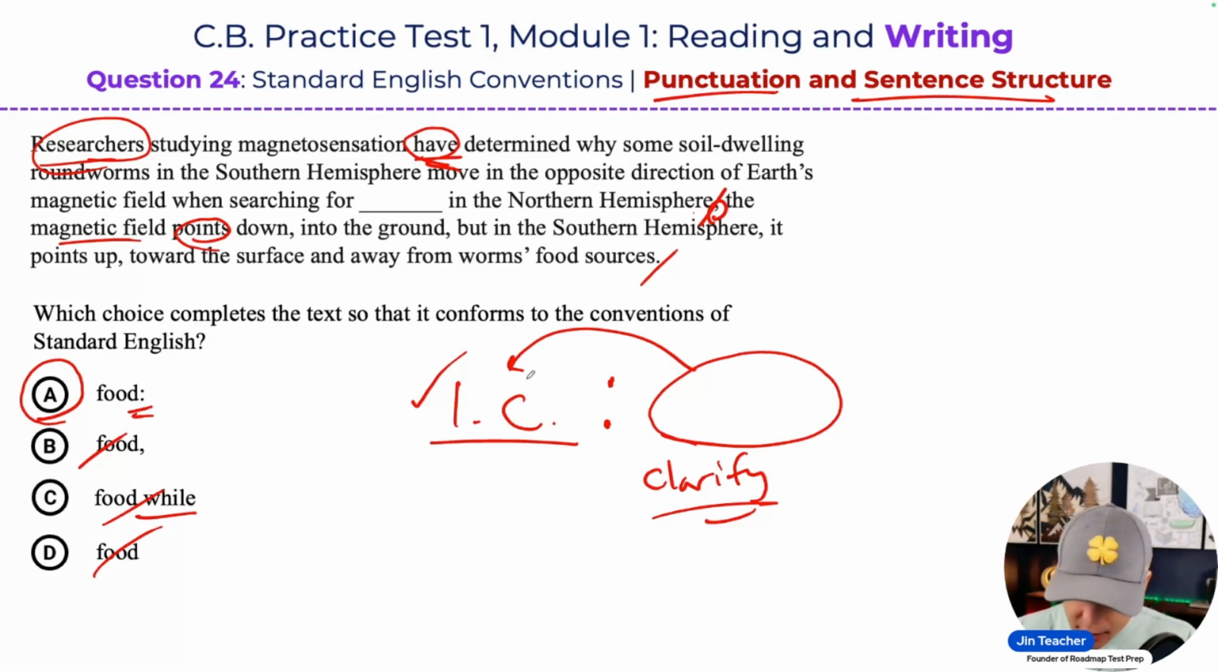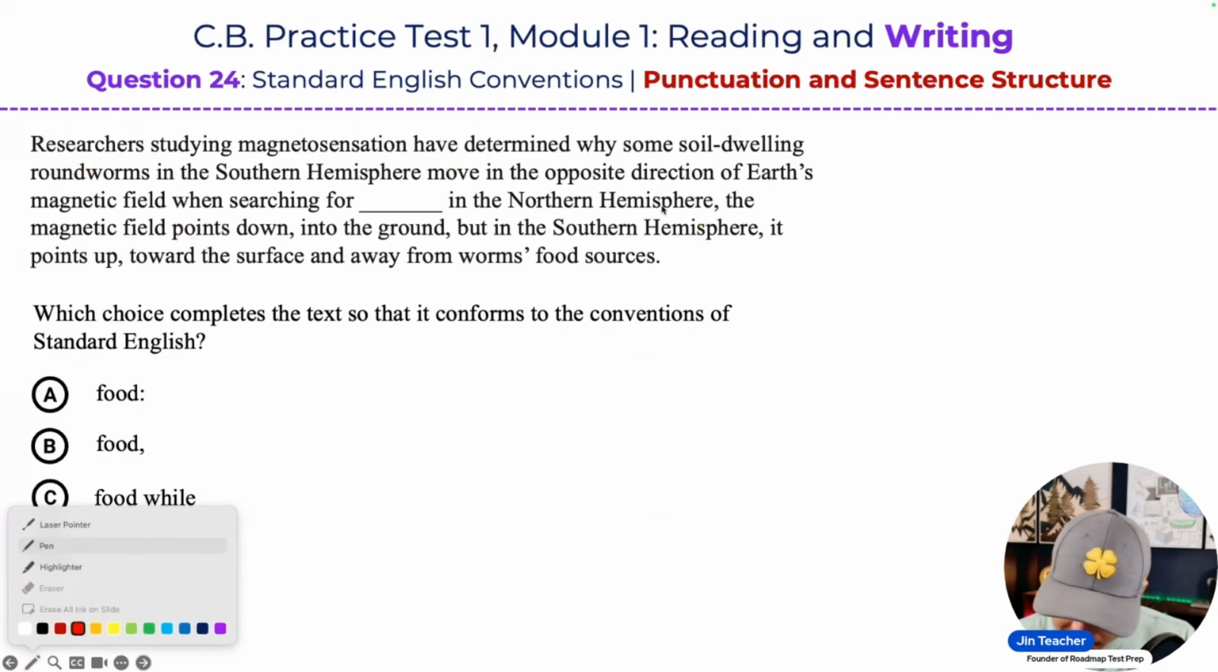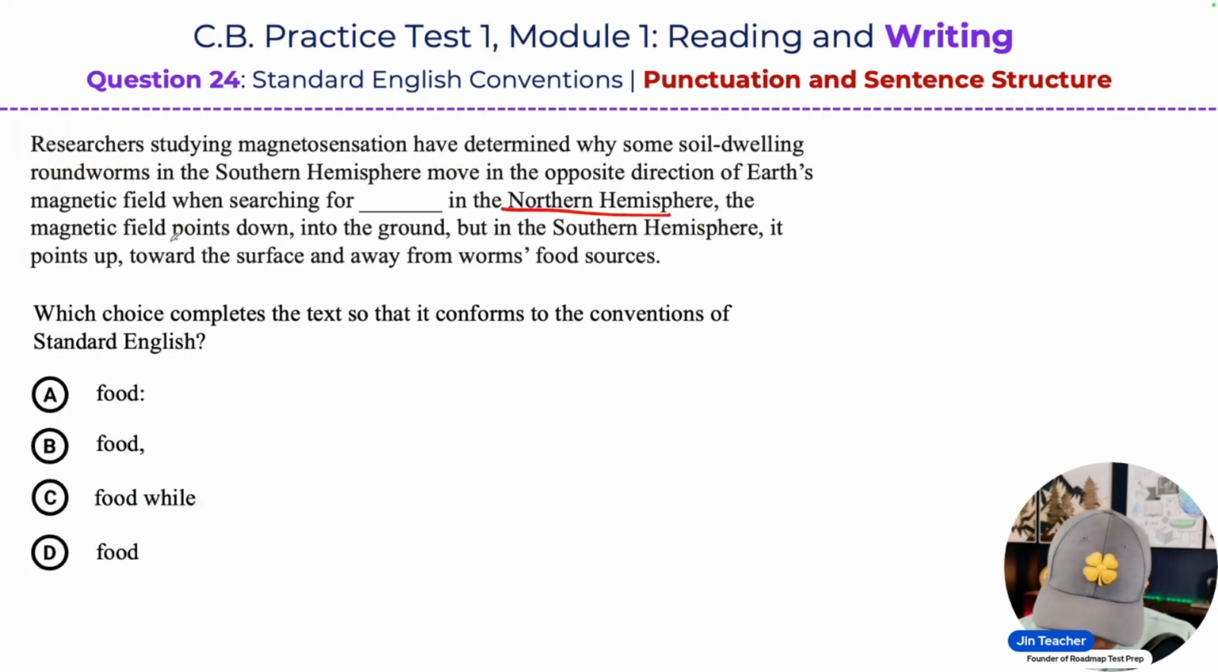So now in this case, you can check the information after the colon. Does it clarify what came before it? It does, and you know that it does because this information here says in the northern hemisphere, the magnetic field points down into the ground, but in the southern hemisphere, it points up. So you know that it's working in the opposite direction of Earth's magnetic field when searching for food. Its job is just to explain what came before it. So that's the second rule for a colon you want to keep in mind.